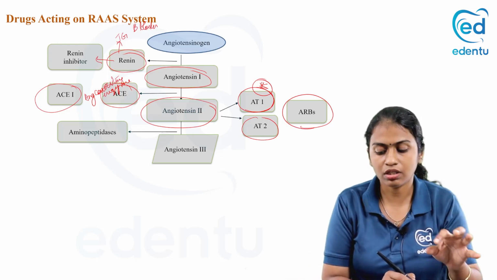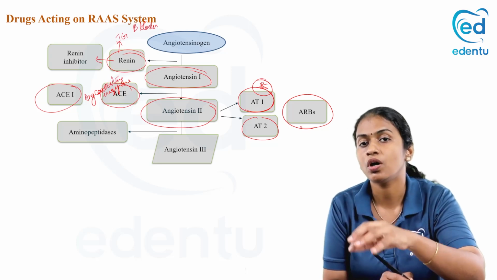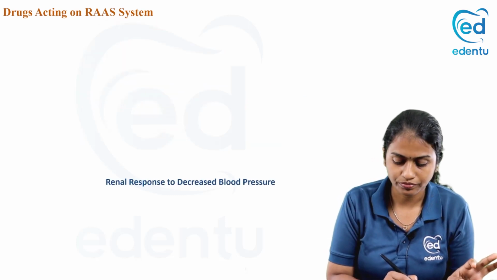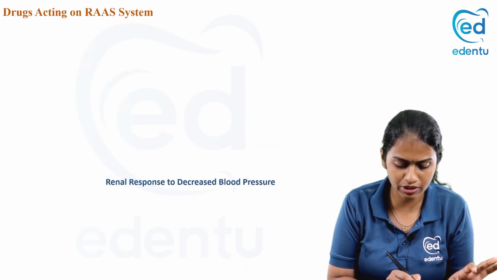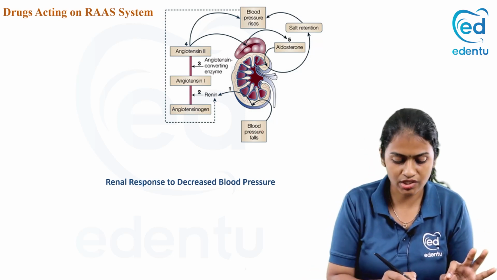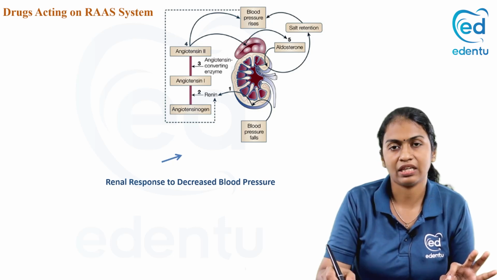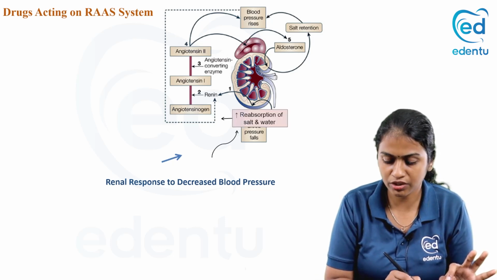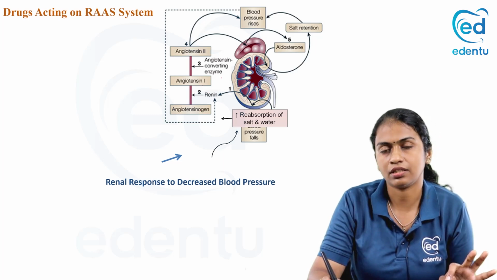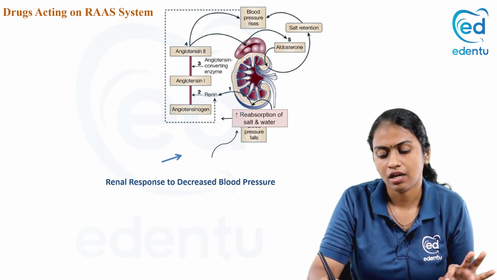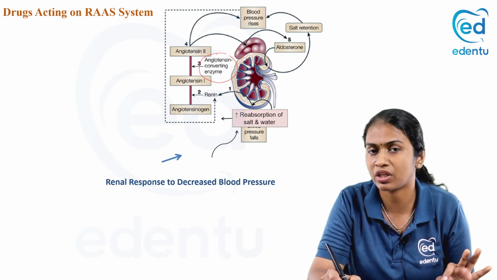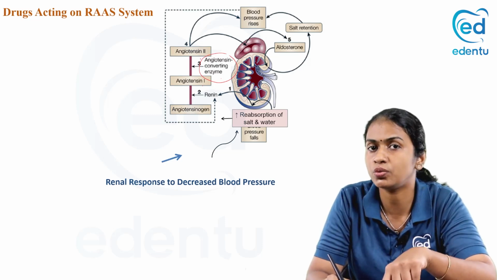Now we'll see what is the action of angiotensin 2, because of which we need all these drugs to block the system. So we'll see what is the renal response to decreased blood pressure. So when the blood pressure falls, as I told earlier, the juxtaglomerular cells secrete renin. Okay. And what does this renin do? The renin converts angiotensinogen to angiotensin 1, which is converted into angiotensin 2 with the help of angiotensin converting enzyme or the ACE. What does this angiotensin 2 do?